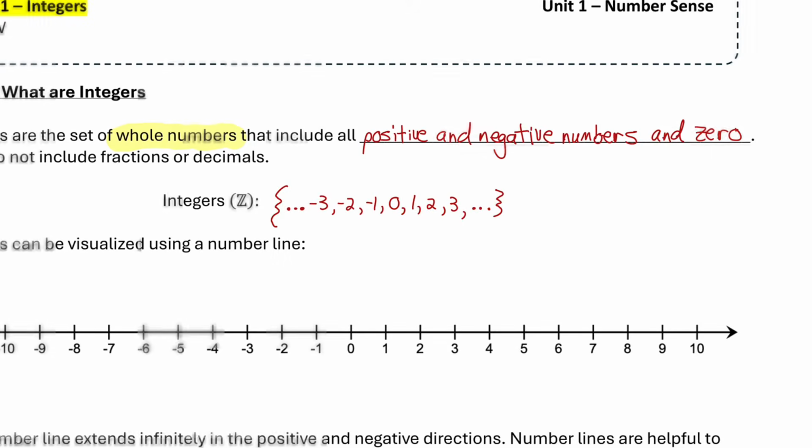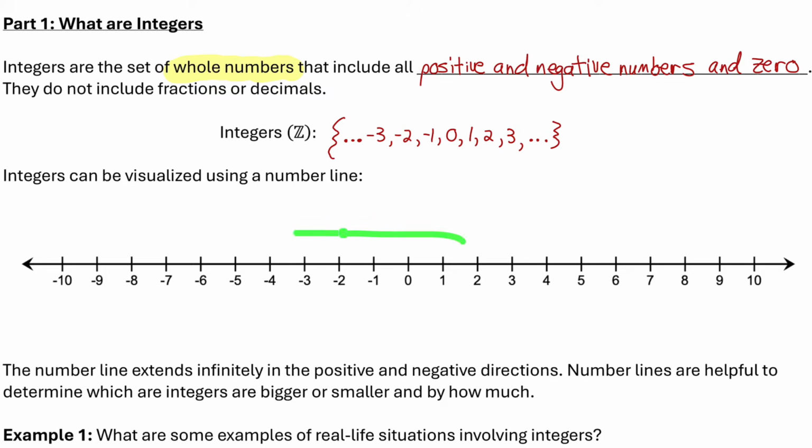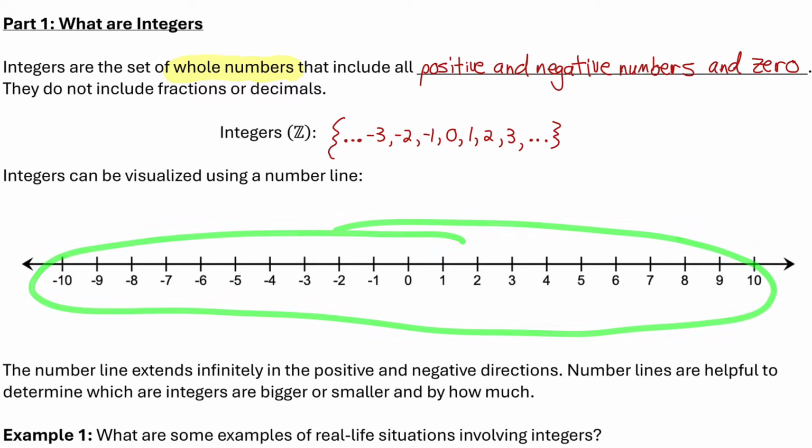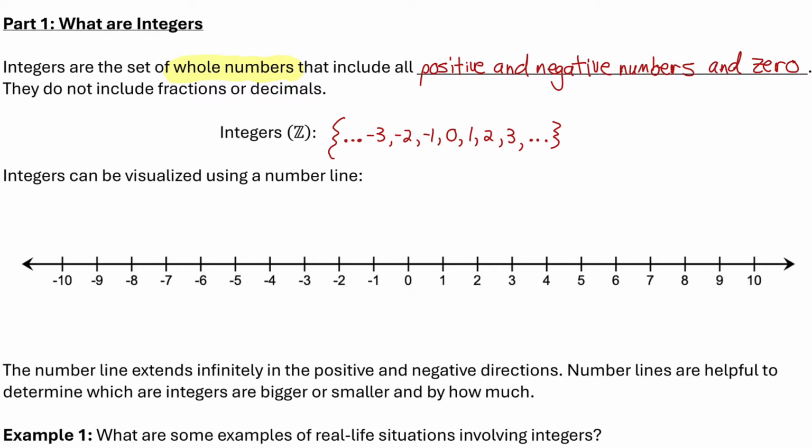We could see that on this number line here. The numbers you see labeled on this number line are all integer values, and this number line continues forever in both the positive and negative directions. We'll use this number line to help us with the addition and subtraction of integers.